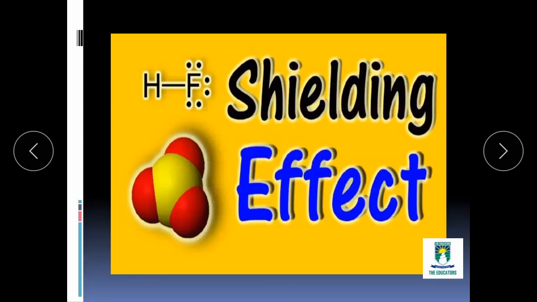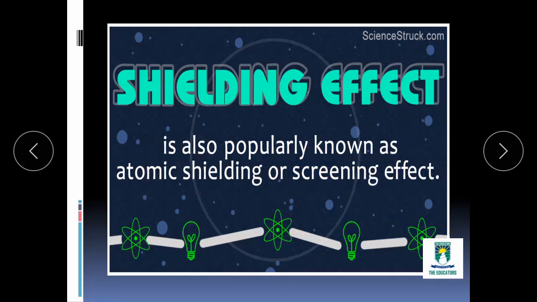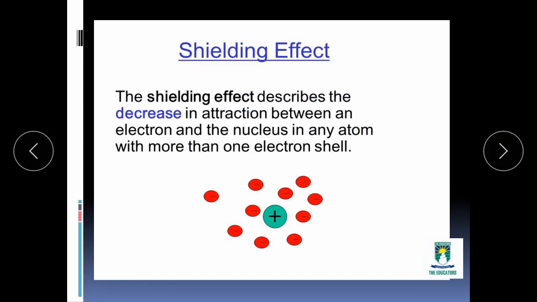Shielding effect. Shielding effect is also properly known as atomic shielding or screening effect. What does this shielding effect mean, students? As you know, the nucleus has positive charge and electrons have negative charge. And there is always a force of attraction between the nucleus and electrons. Why is there a force of attraction? Because opposite charges always attract each other. So the electrons which are present close to the nucleus are more attracted by the nucleus. Why? Because they are present very close to the nucleus.